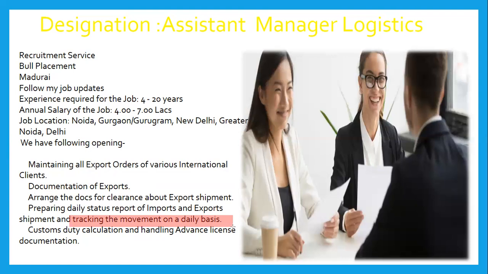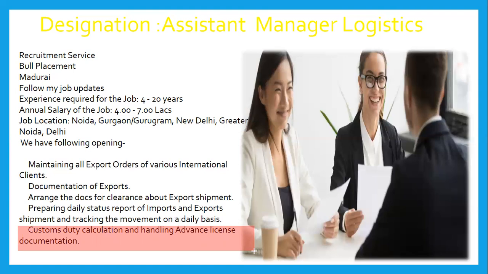Now, customs duty calculation and handling advance license documentation. Customs duty calculation is about import activities. In import, the customs duties totally depend on the HS code. Whatever the HS code of the product, customs will apply the basic customs duty, which is 10 to 15% or more. Then 10% of the basic customs duty is the SWS charge. Then IGST is applied at 18% on the basic customs duty, SWS and assessable value. So knowledge of the duty structure is also required for this particular profile.